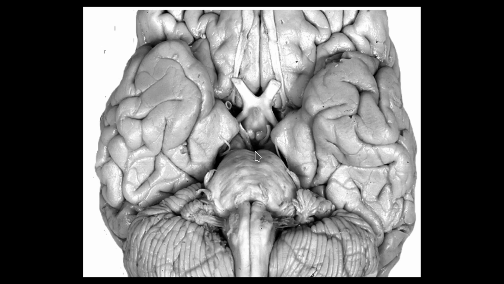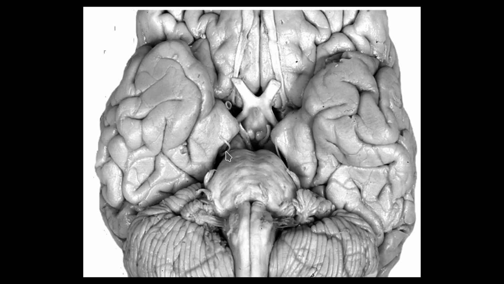I did mention here the interpeduncular fossa or cistern or basal cistern. Those are all synonyms that the radiologists like to use. This is the third nerve, which we now give a name, oculomotor. Oculo means eyeball, motor means movement, so moving the eyeball, since it controls most of the eyeball muscles.